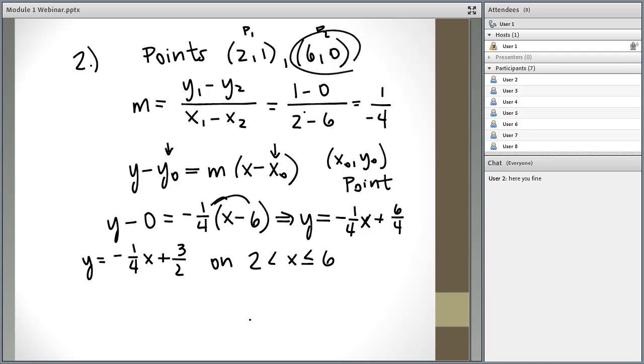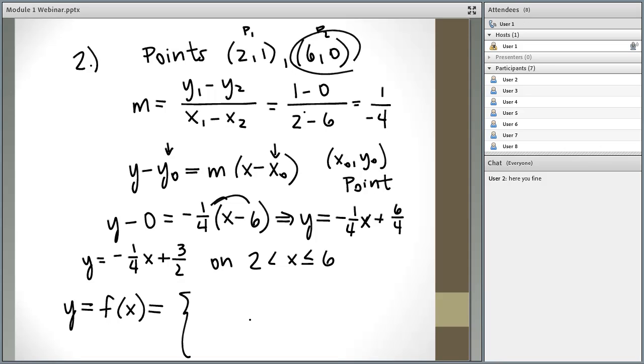But 2 is not included because at 2 we have an open circle. And typically how we would write our piecewise function, and you might see it as y equals, it might be written as f of x equals. Those are the same notation, they represent the same thing. And we just basically put these two equations together.